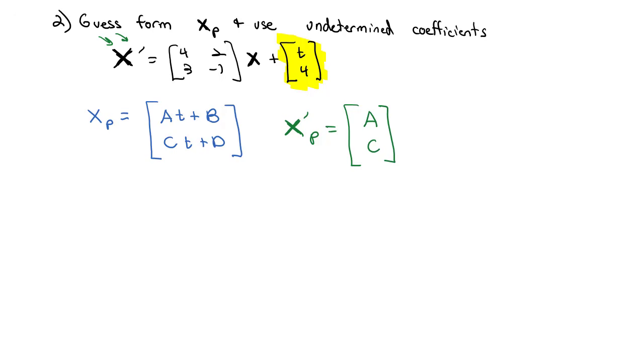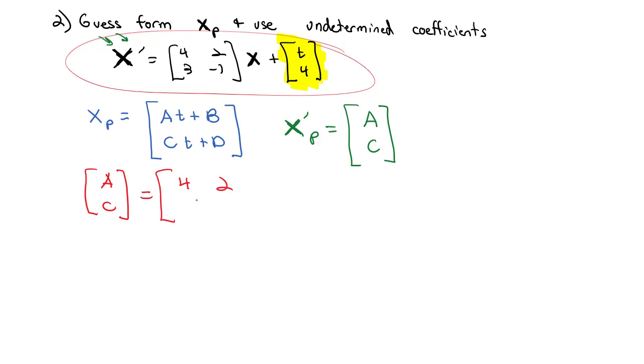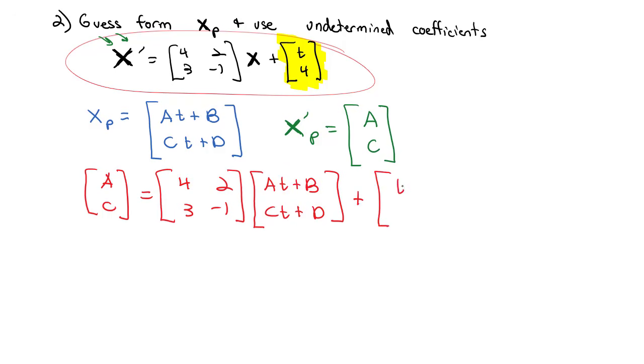Now we're going to plug those values into our equation. So x prime is a, c equals 4, 2, 3, negative 1 times x. Well, x we said was at plus b and ct plus d plus the vector t, 4. Now we'll use undetermined coefficients to solve for a, b, c, and d. It's going to be a little bit of algebra to get there, but nothing bad.